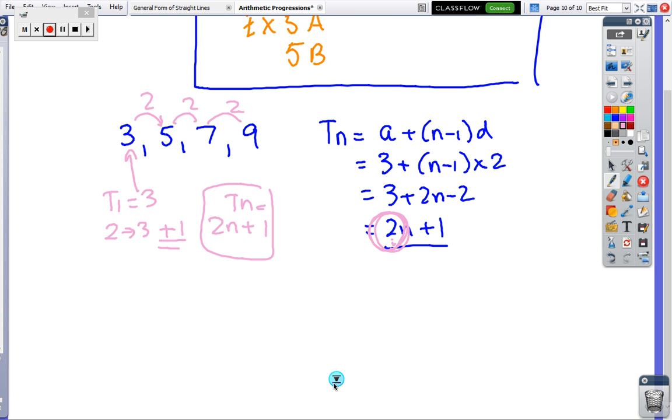I'll just show you another example. 6, 11, plus 5, 16, 21, etc. So the difference is 5. So tn will equal 5n straight away. And then how do you go from 5 to 6? You add 1. Okay, so that would give you the formula. Otherwise, you just do tn equals a plus n minus 1 d.